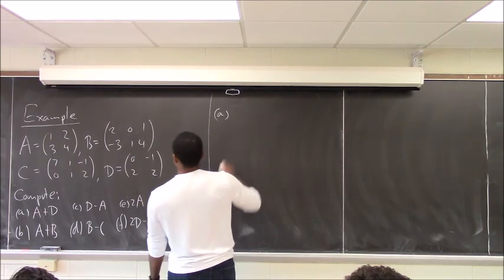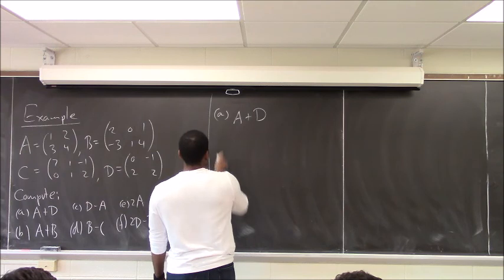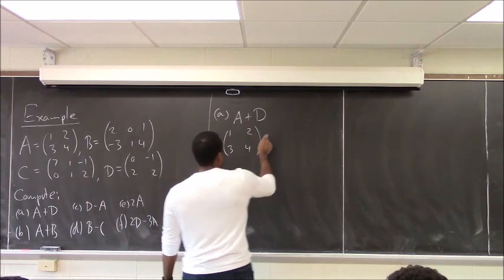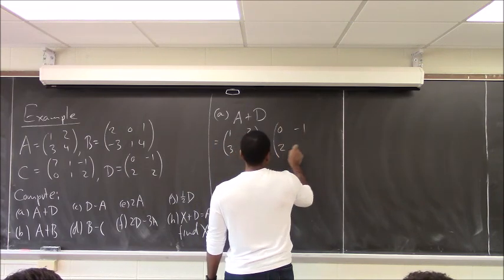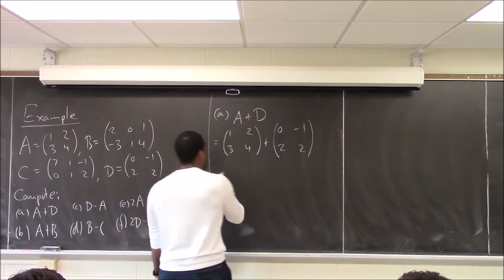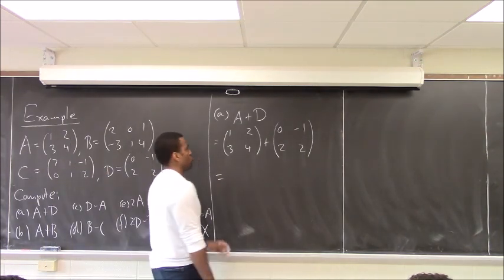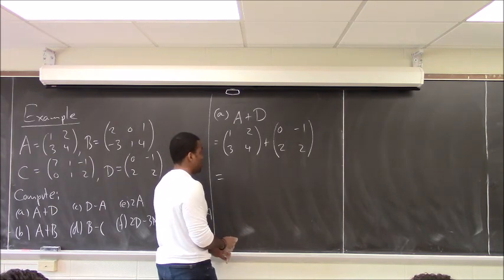Let's actually do these together. So, A plus D. So this is like I'm saying [1, 2, 3, 4] plus [0, -1, 2, 2] equals, what is that equal to? Go. [1, 1, 5, 6].